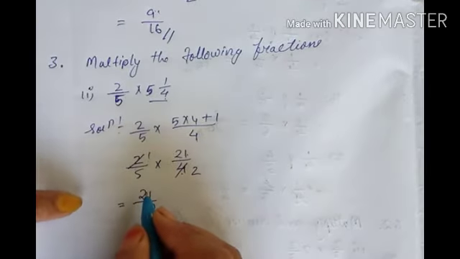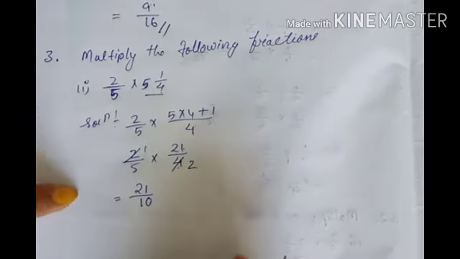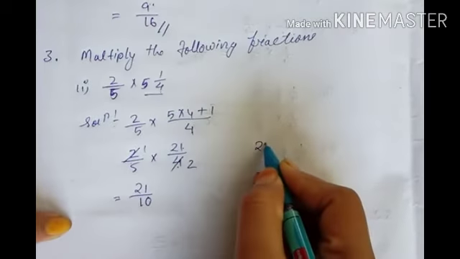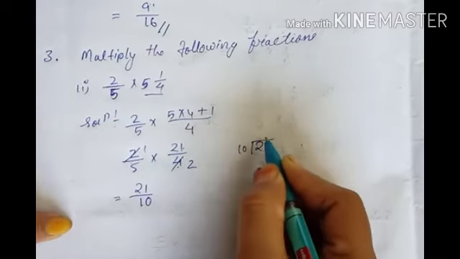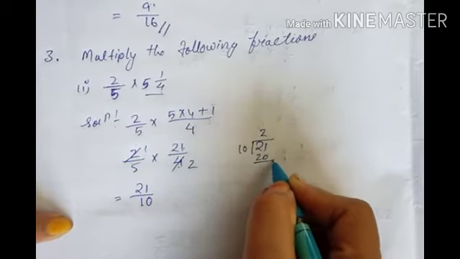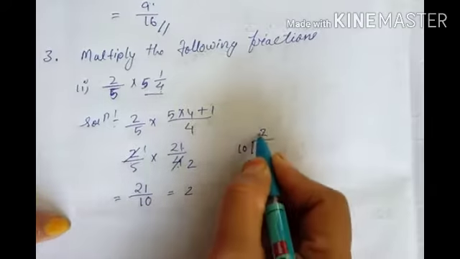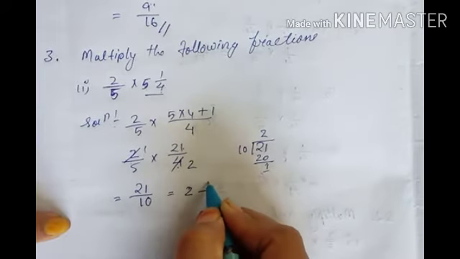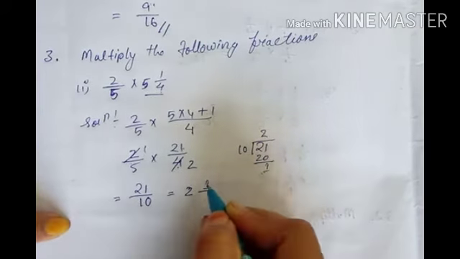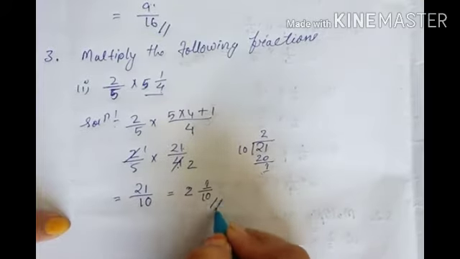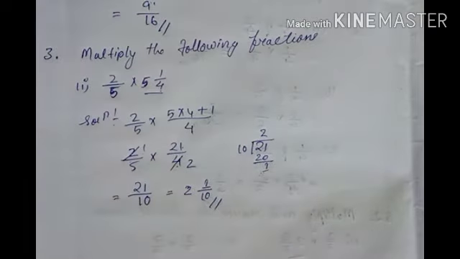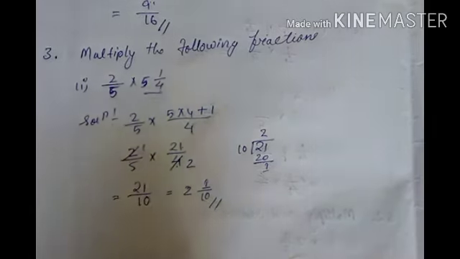Improper. If it is improper, then we will convert this to a mixed fraction. How will you convert? By doing divide, isn't it? 21 divided by 10, how many times? 2 times. And what is the remainder? 1. So how will you write this? First you will write 2, then the remainder becomes the numerator over 10. So you can write it in this way. This is your answer. And next I will solve one more question.